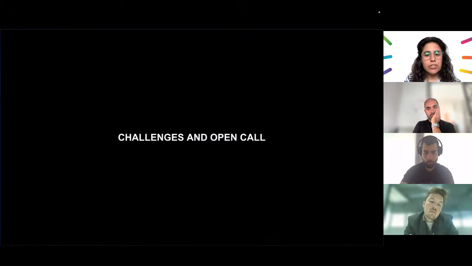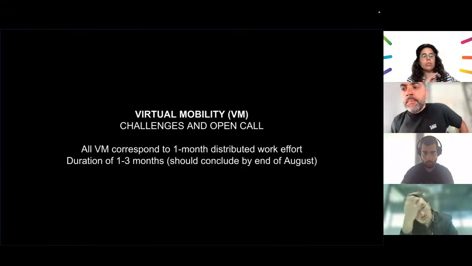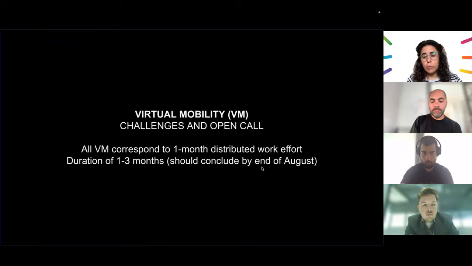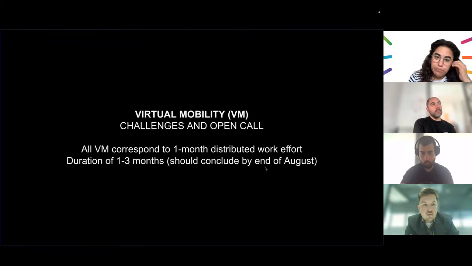As for the challenges and open calls, we will start with these virtual mobility challenges and open calls. We have several of them. So virtual mobility corresponds to 1 month of distributed work effort and can last from 1 to 3 months and should conclude, from our perspective, by the end of August, preferably.